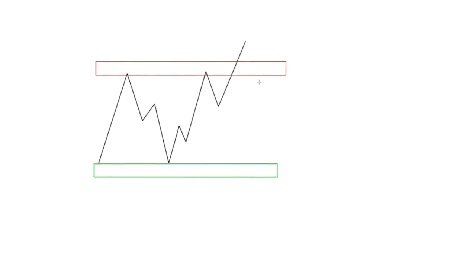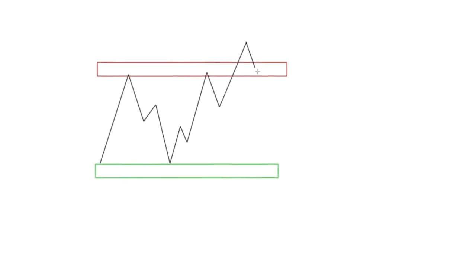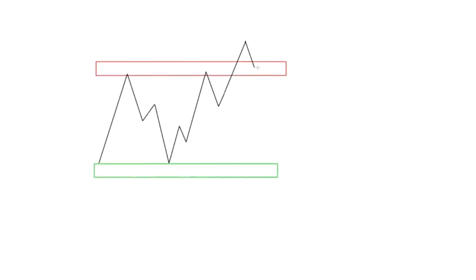Now, if it breaks up the resistance in this manner and comes back and tests this as support, this is what we call a throwback, sort of like retesting. If it breaks the resistance and then comes back down to retest the resistance, but now as support, it's resistance turning into support. Breaks it, comes back down to test it. It's what we call a throwback. And now we're expecting something like this.